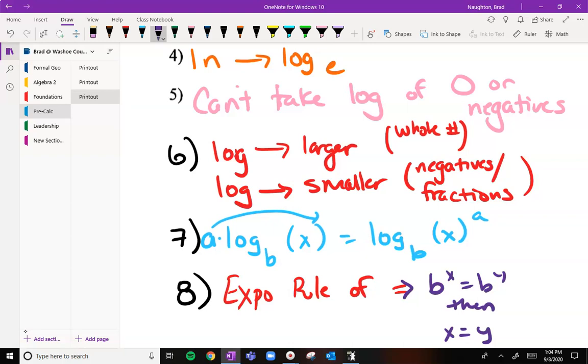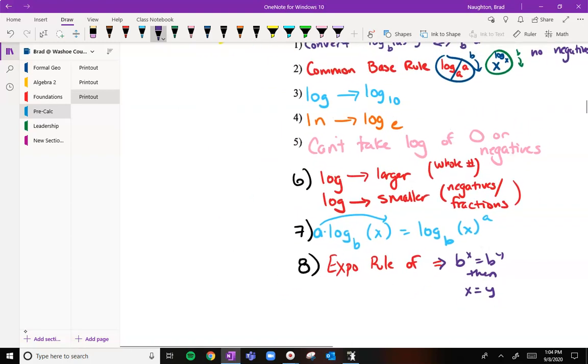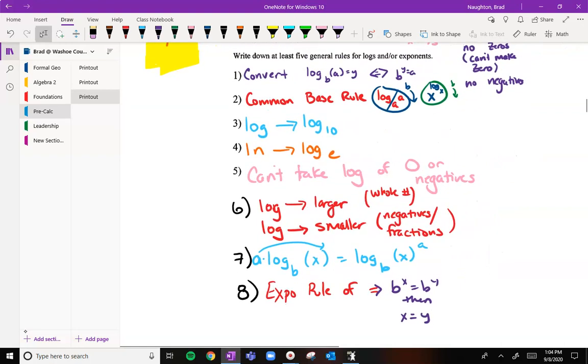So that's all the stuff that I would write down for stuff to remember. You could remember just 5 of them. You could remember just 2 of them. You're honor students. You get to decide. But that is the basis of converting and evaluating logs.